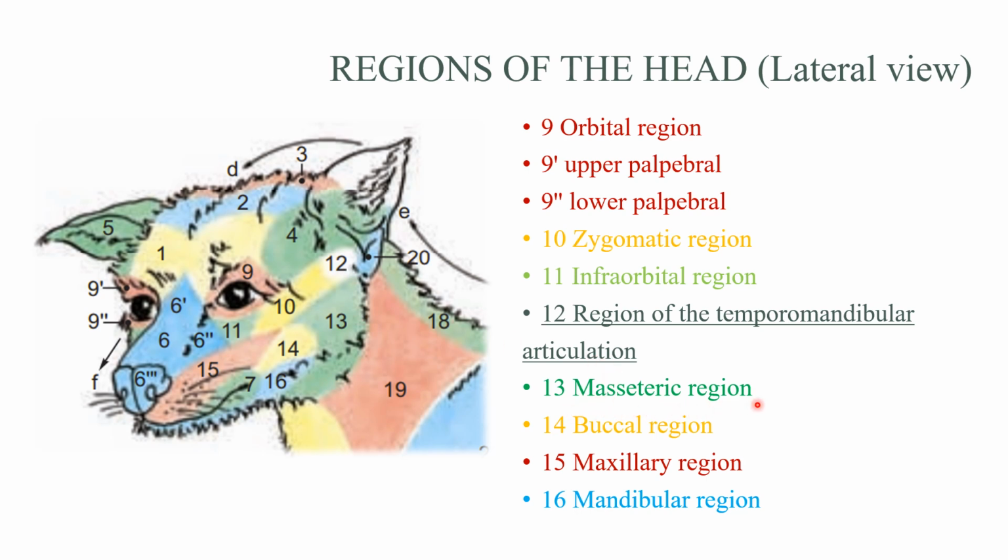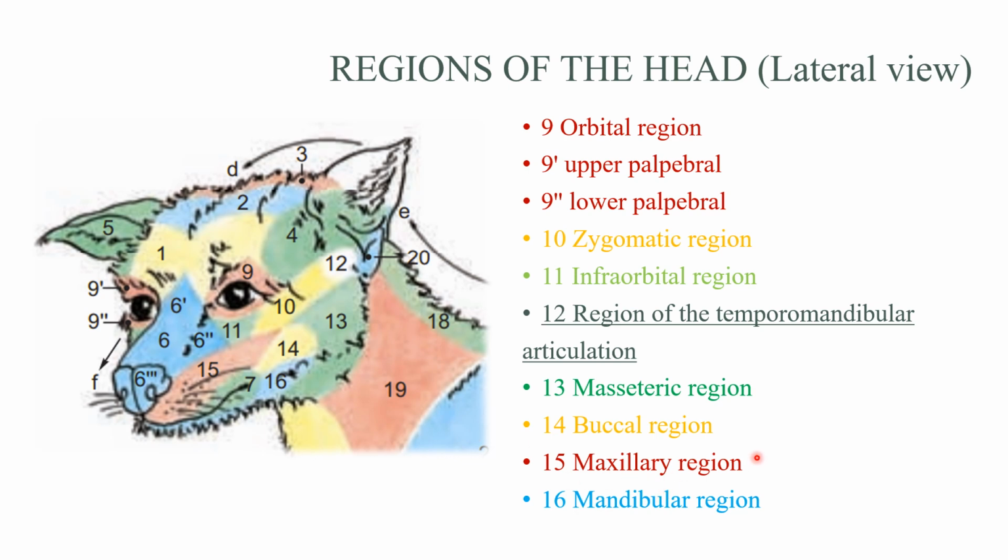Now the masseteric region, right here. This is the place on the bone where the biggest muscle required for chewing attaches. So this is the masseteric region. This will be mentioned later on in the course, but just so you have heard of it, I wanted to mention it. Now the buccal region is the cheek region. So different from zygomatic, this is the cheekbone and this is the cheek region.